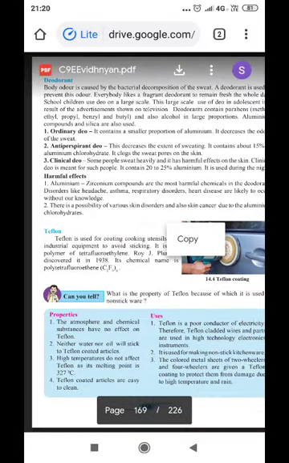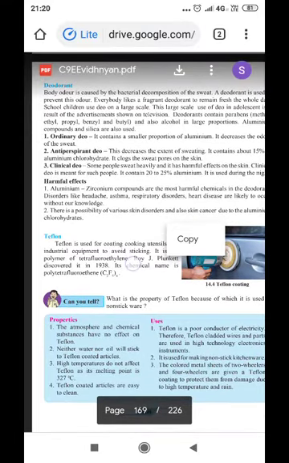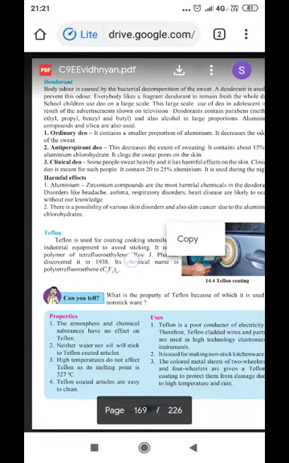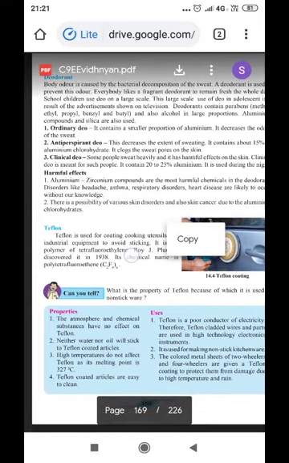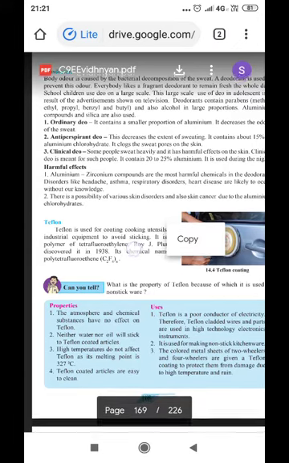Now, another chemical which we are using in our day-to-day life is deodorant. Body odor is caused by the bacterial decomposition of sweat. A deodorant is used to prevent this odor. Everybody likes a fragrant deodorant to remain fresh the whole day. School children use deo on a large scale. This large scale use of deo in adolescence is the result of advertisements shown on television.